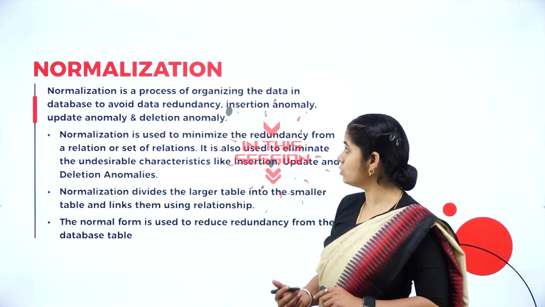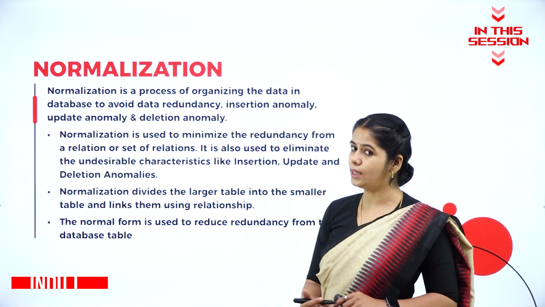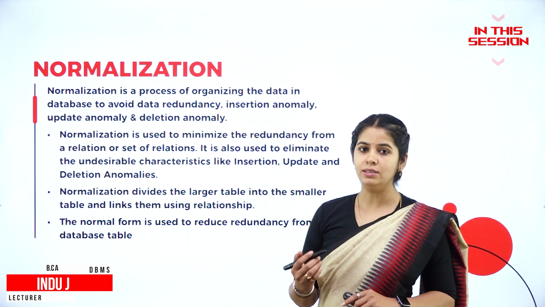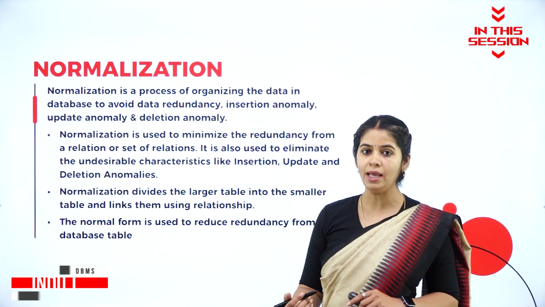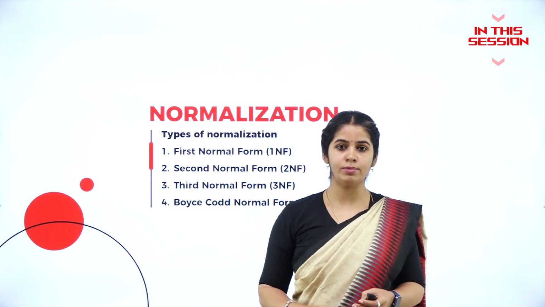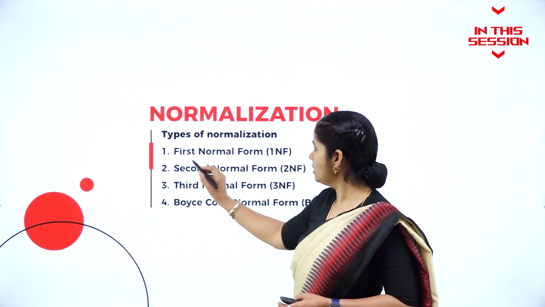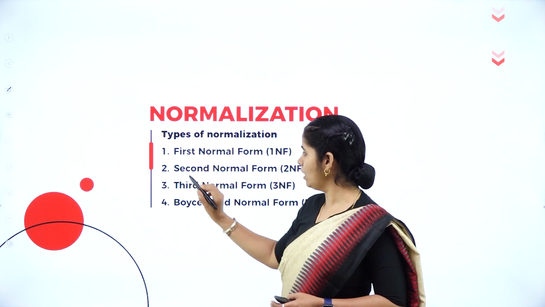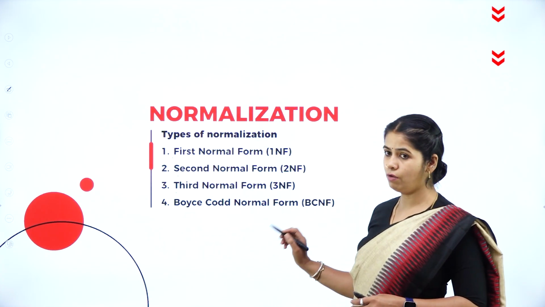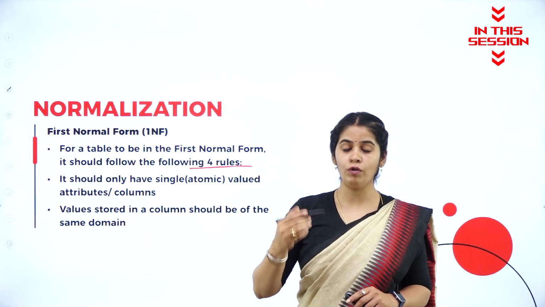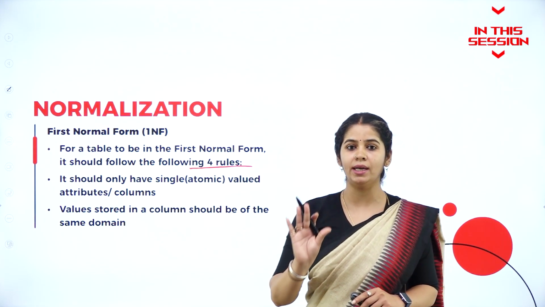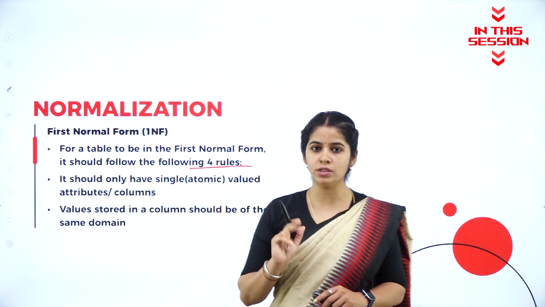Normalization is a process of organizing the data in the database to avoid redundancy, insertion anomaly, updation anomaly and deletion anomaly. Basically, we have 4 types of normalization. That is first normal form, second normal form, third normal form and Boyce-Codd normal form. Whenever a table follows 4 constraints, we can say that the particular table or the particular relation is in first normal form.